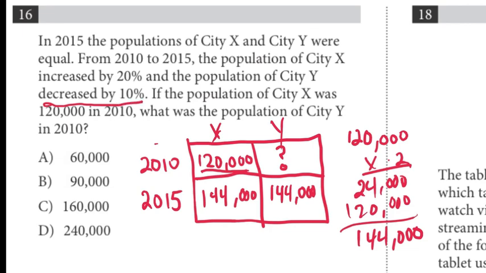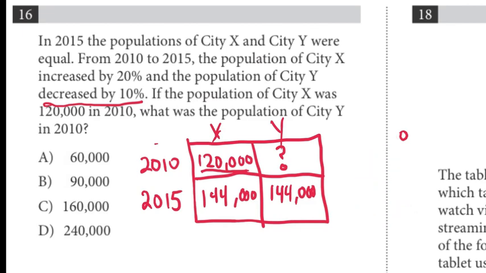So we have to have a number here that decreased by 10%. To decrease a number by 10% obviously has to be bigger than 144,000, just by a little bit. Obviously the answer choice here is going to be this one, answer choice C. But we could check it out or do this algebraically.